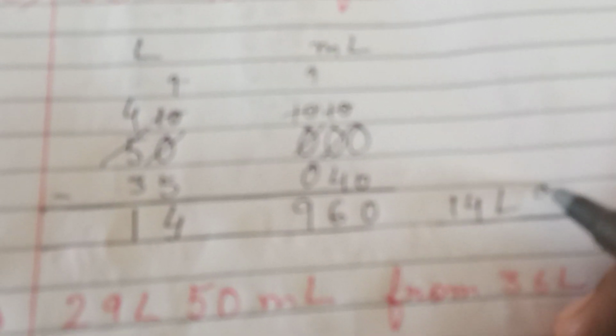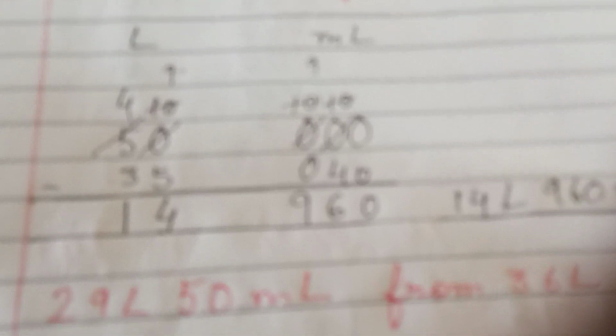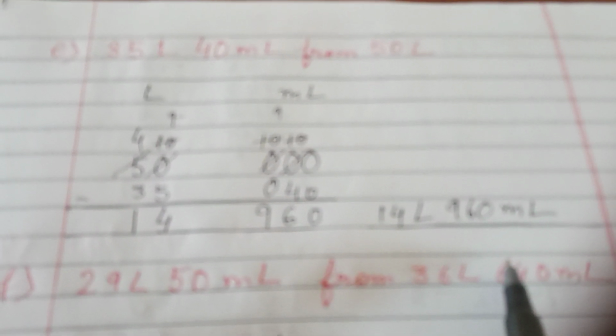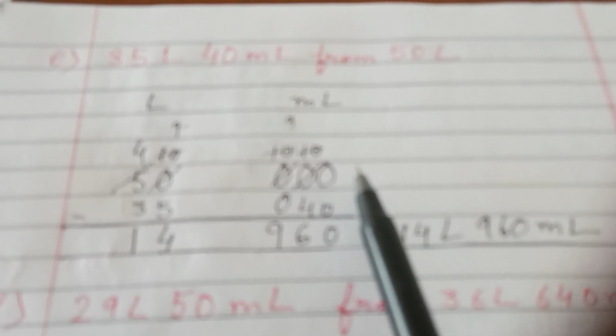So write here the final answer: 14 liter 960 milliliter. Clear, children? I hope you are getting it. So always you have to compare which is more, and then that bigger number you will write in the first line. Under it you will write the smaller number. Okay, children?